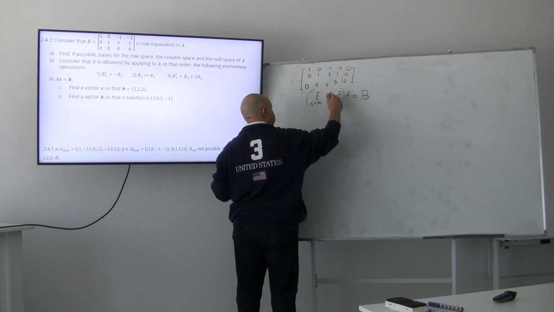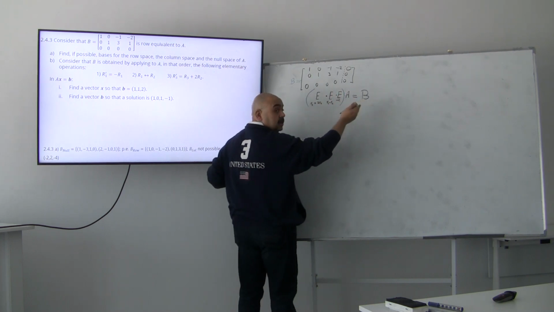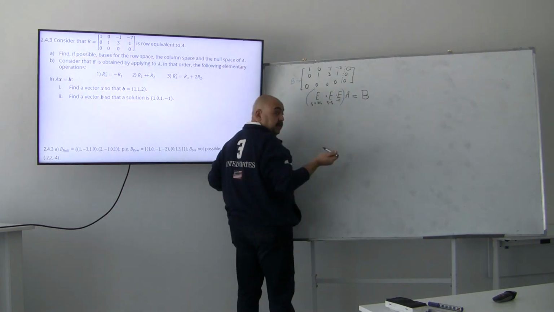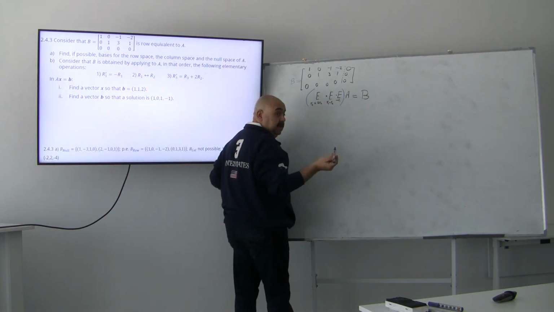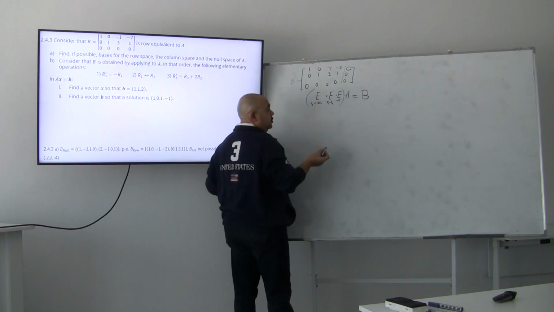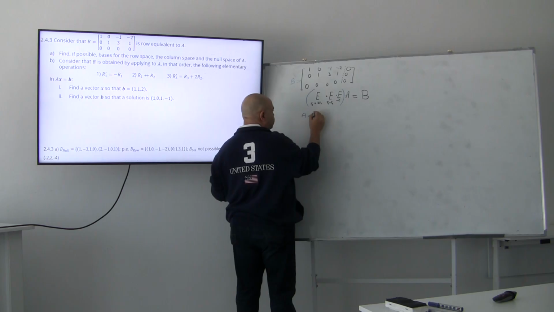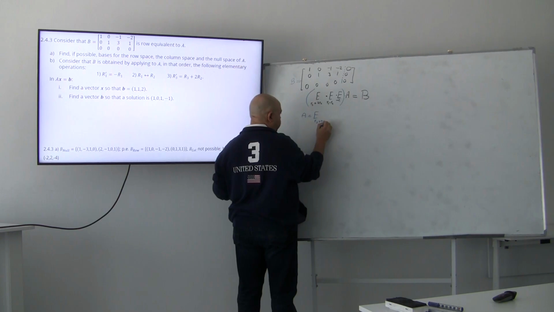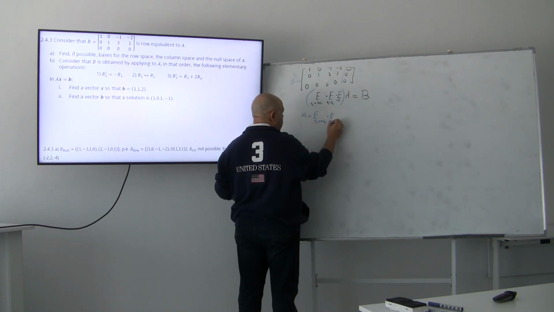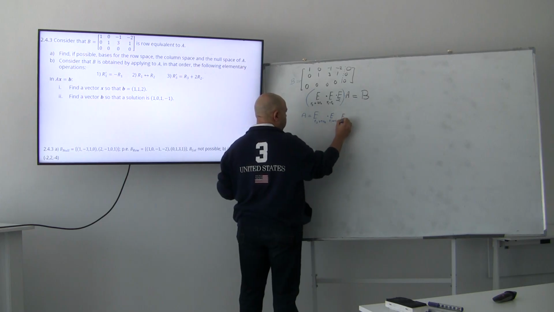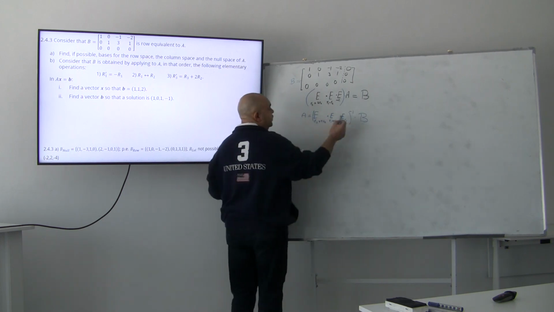These operations, if applied on A, will lead to B. So if I reverse these operations and multiply them by B, I should get back to A. So now I can write that A equals E(R3 + 2R2) times E(R1 ↔ R2) times E(-R1) to the power of -1 times what? B. How do we get the inverse of these operations?